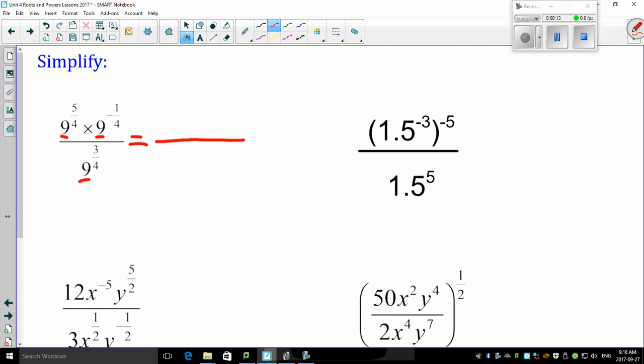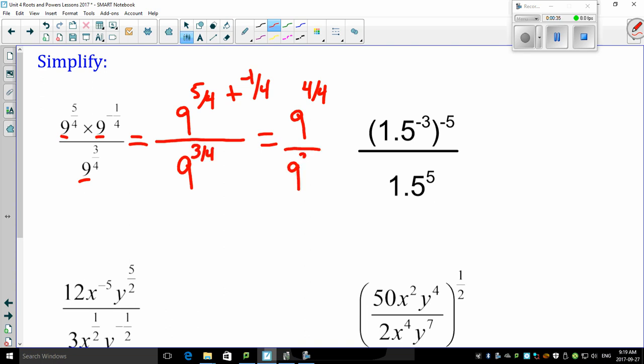Do the top. This is 9 to the 5/4. It's multiplication, so you add a negative 1/4 to this, right? Gives you 9 to the 4/4, which is, wow, that's easy. That's going to be 9 to the 1. I'm going to leave it as 4/4 for a second, because look what you have down here. You have 9 to the 3/4, okay?